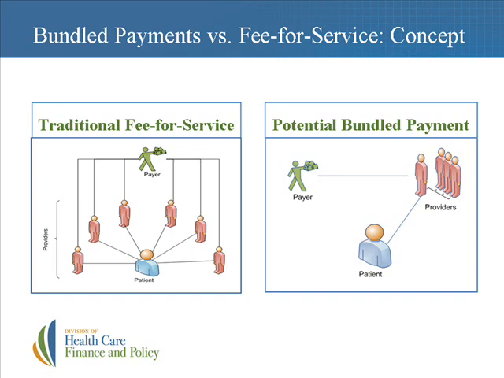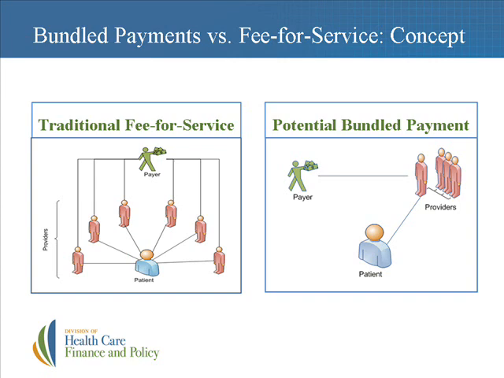One example of a bundle payment model is that a payer is making one payment to a single coordinating provider for all services that the patient's receiving from the multiple providers, and the payments are then distributed among those providers accordingly. Although the payment flow doesn't necessarily have to happen in this way, and I think we'll hear some about that from our panelists. There's also some models that are sort of in between these two.